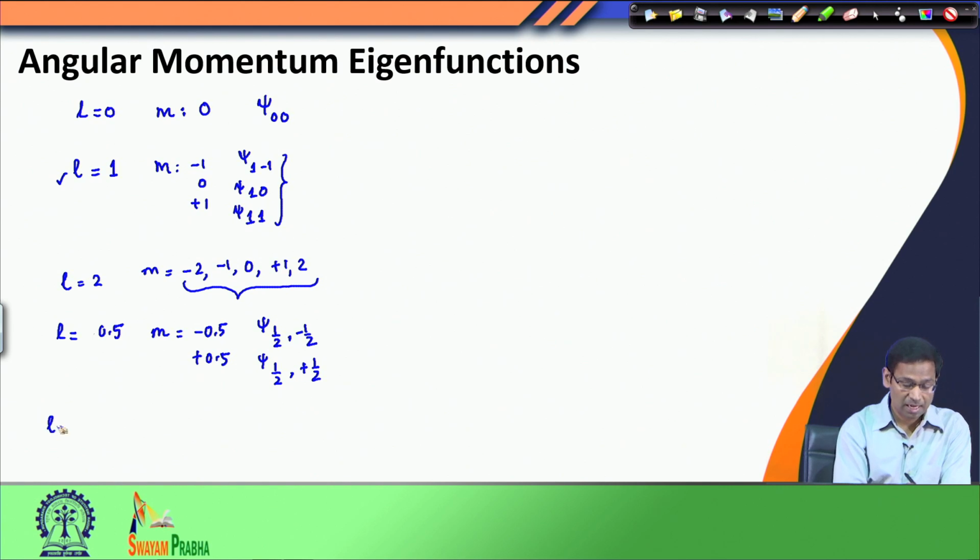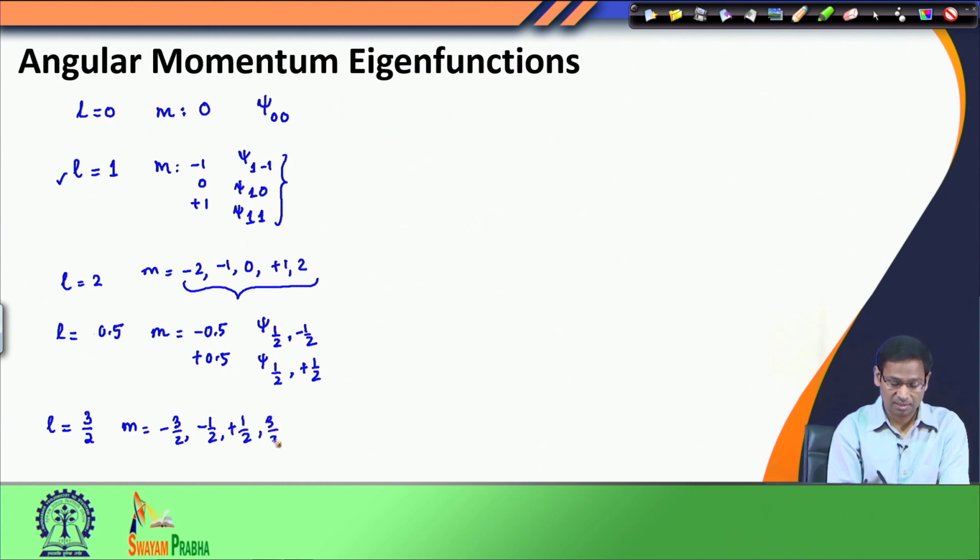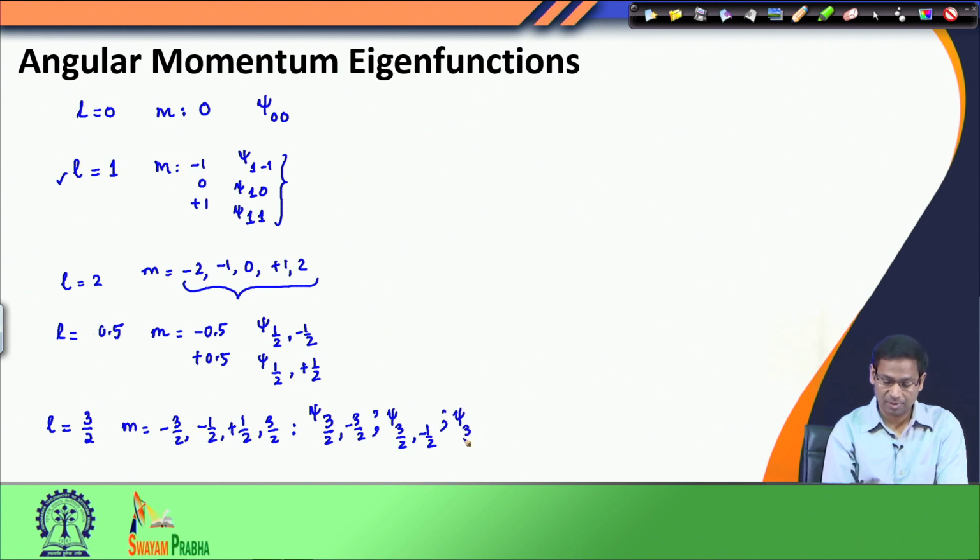Similarly, if I consider L as 1.5 or 3 by 2, my M values will be minus 3 by 2, minus half, plus half and plus 3 by 2. So, the wave functions that I would have are psi 3 by 2 minus 3 by 2, psi 3 by 2 minus half, psi 3 by 2 plus half and finally, psi 3 by 2 plus 3 by 2.